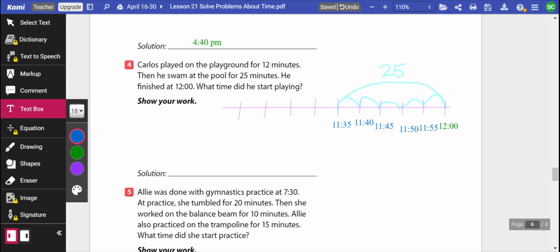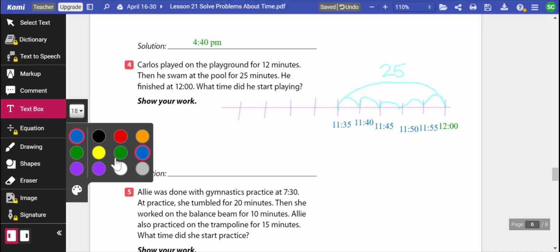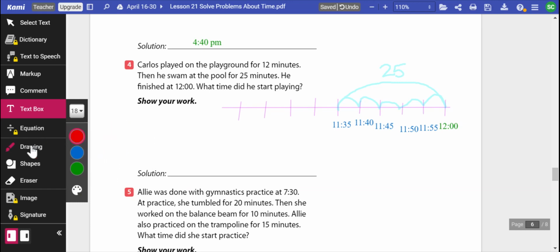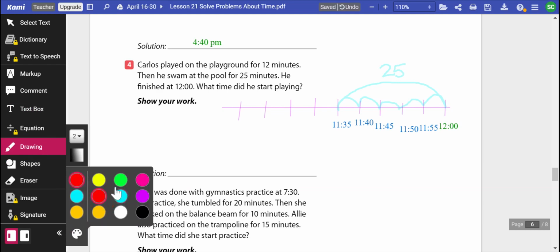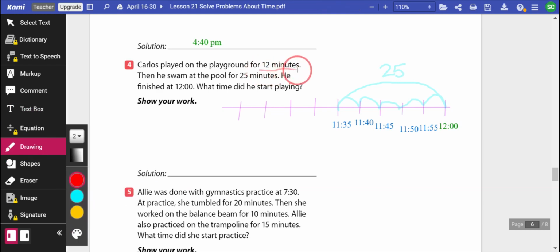He's in the playground for 12 minutes. So let's make playground, I don't know, how about red? Sounds good to me. So at the playground, he was there for 12 minutes. So for 12 minutes, that's 5, 10. Oh, and then to do 12, I'm going to need to do my little tick marks in between. So 10, 11, 12. So that would be right there. Now we didn't jump those ones, but we needed our tick marks just so that we could show the time.